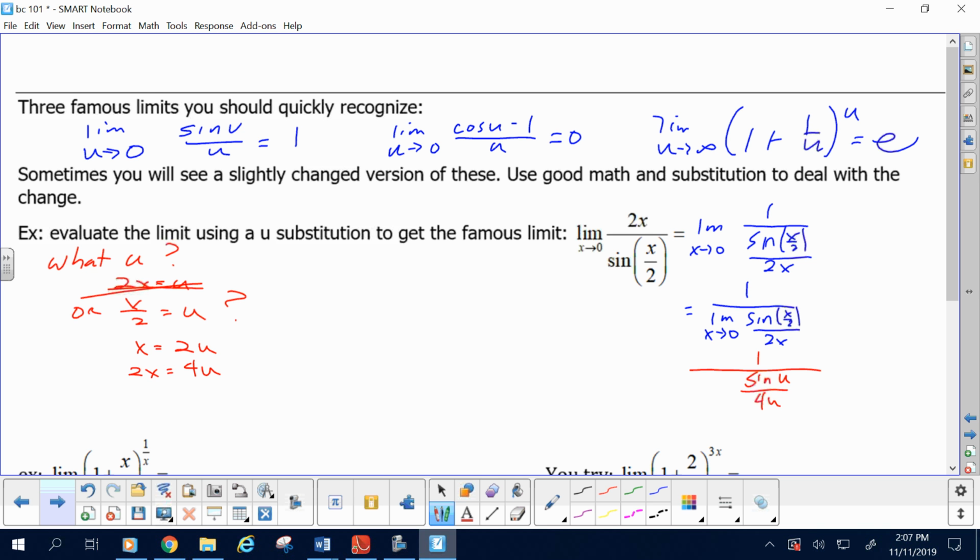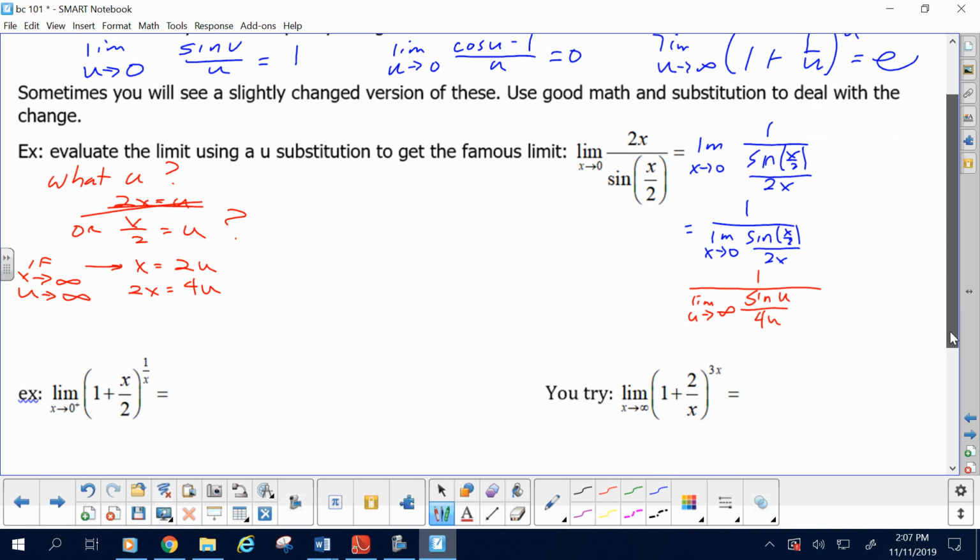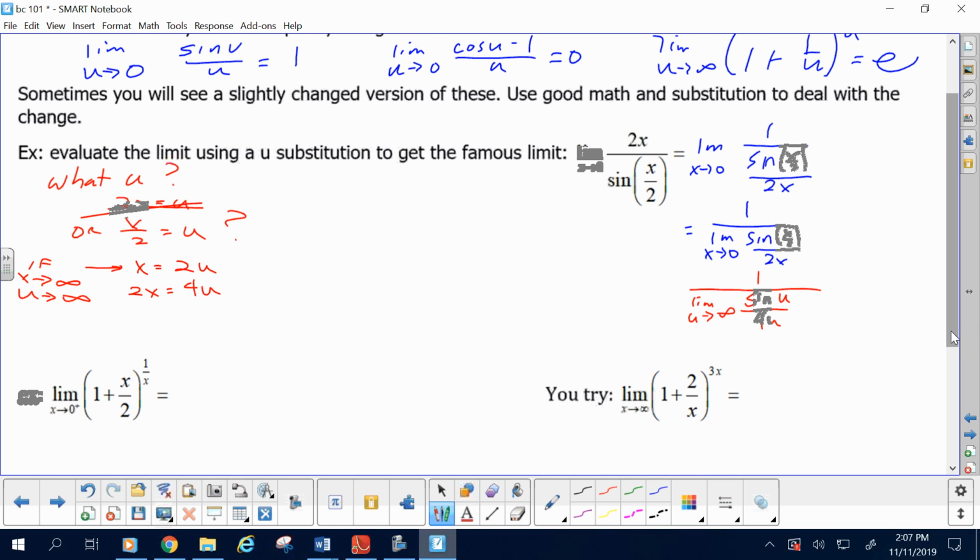And last but not least, just like when I change my limits of integration to fit u, same goes with the limit. Look right here. For the limit, if x goes to infinity, then u must also go to infinity. They're directly related. And so it is the same as if I said, what happens to this problem if u goes to infinity? You follow? You're almost there to famous limit time, but the 4 is a problem.